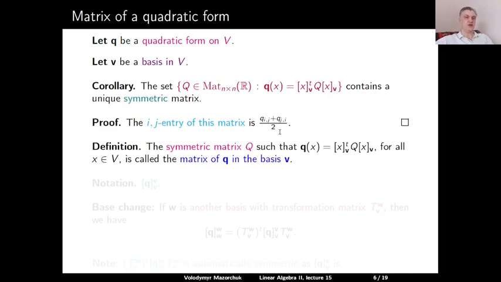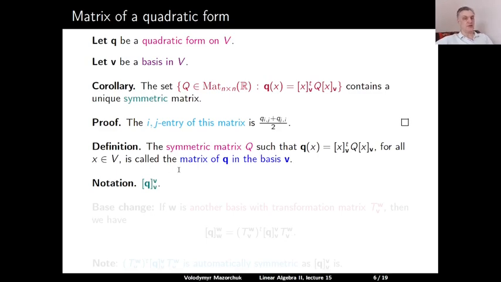Definition: this unique symmetric matrix Q, which has the property that the value of our quadratic form at any vector x is given by this expression for the matrix Q for all x in V. So this symmetric matrix Q is called the matrix of the quadratic form bold Q in the basis V, and denoted, as we usually denote matrices, the matrix of Q in the basis V.